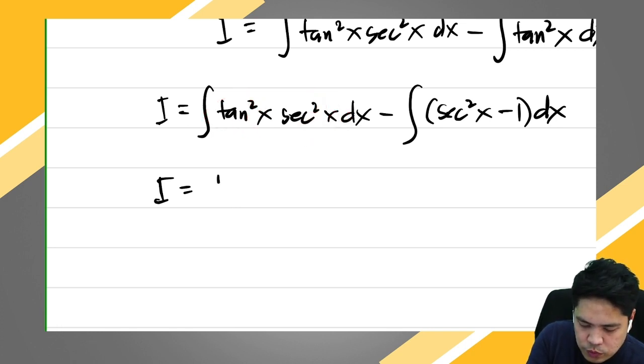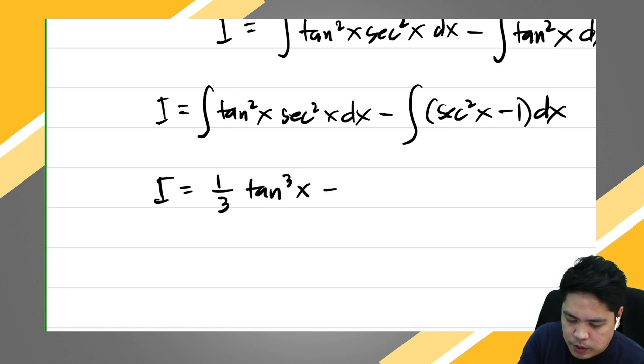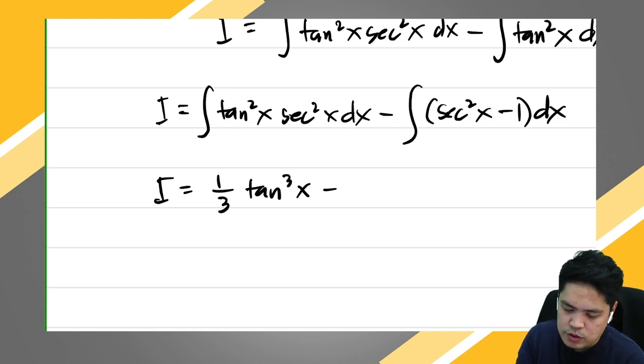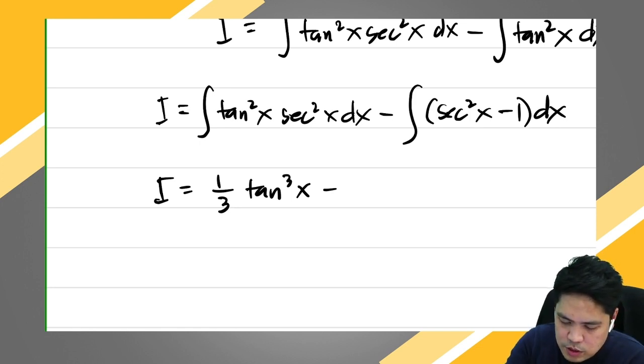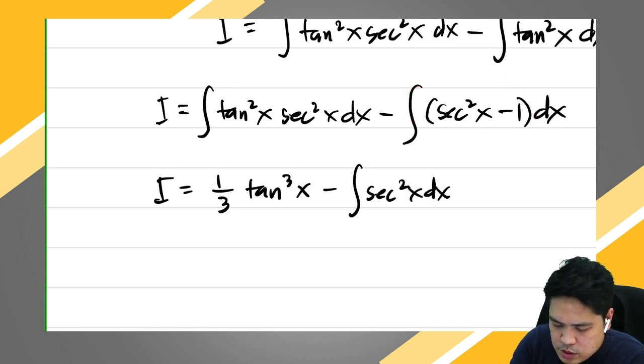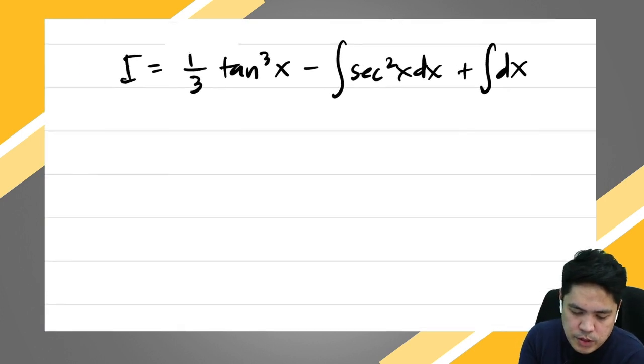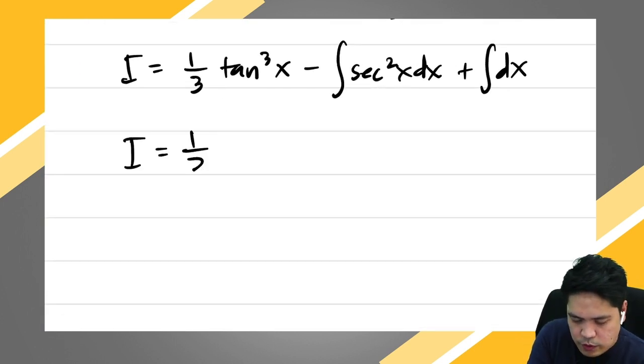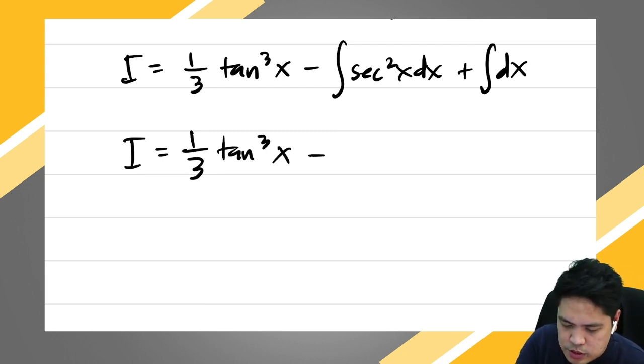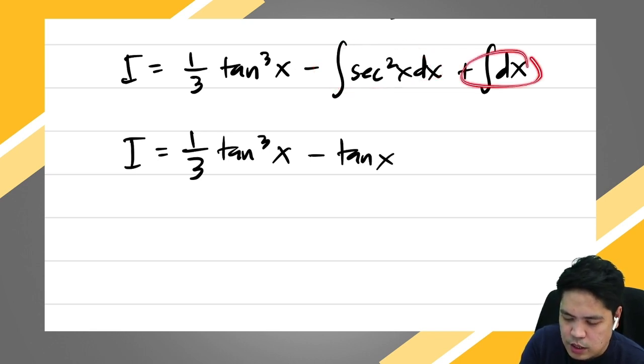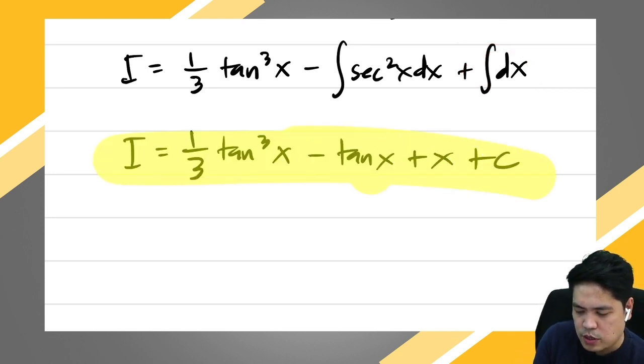Will have 1/3 tangent cube x minus, we have an equation for, okay ha? Sige, i-distribute muna natin to, although dali lang naman sana. So, secant squared x dx plus integral of dx. Okay. So, we'll have I is equal to 1/3 tangent cube x minus, we have an equation for this, that is just tangent x, and the integral of dx is just x, then plus c. So this is our answer. Napakadali.